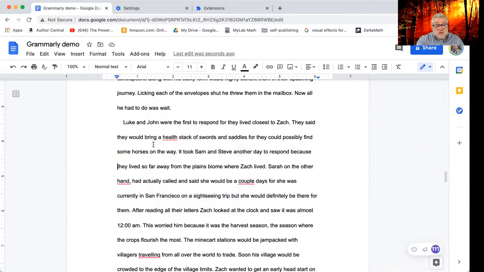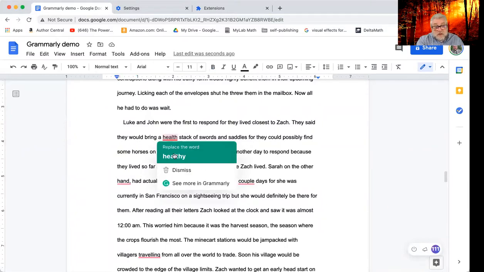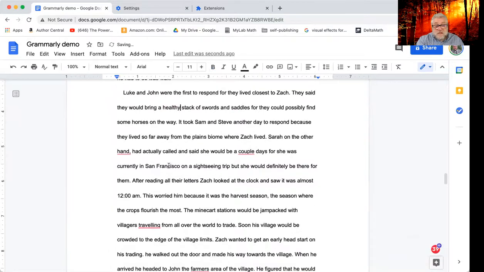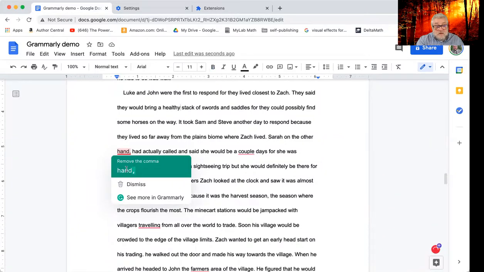They said they would bring a health snack. We probably want healthy snack, right? Sarah, on the other hand, it says you don't need a comma. So we'll get rid of it.